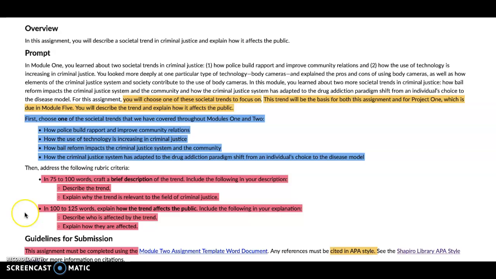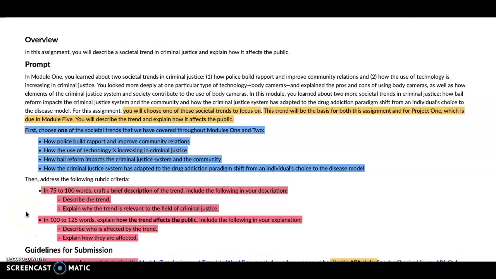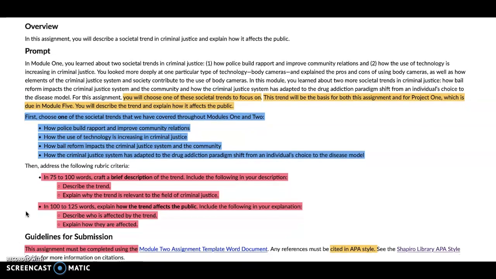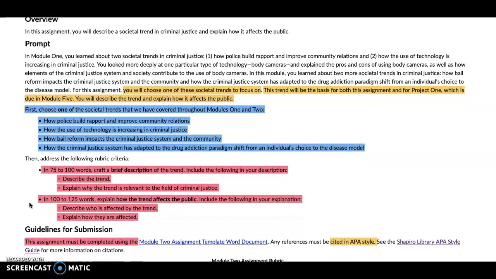If you have any questions this week about this assignment, don't hesitate to reach out to me. I look forward to your submissions and seeing which one of these you selected and why, because these are really important trends that are taking place right now. Some of these you may not have been overly familiar with, but hopefully between Module 1 and Module 2 you get more insight into these specific trends taking place within our criminal justice system.